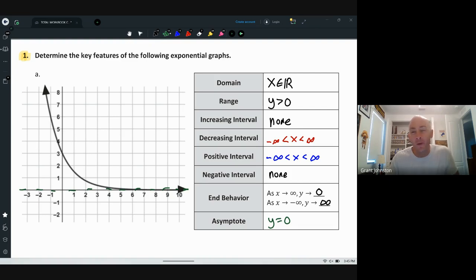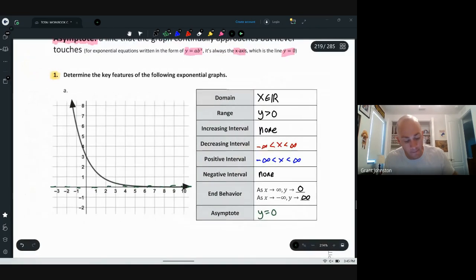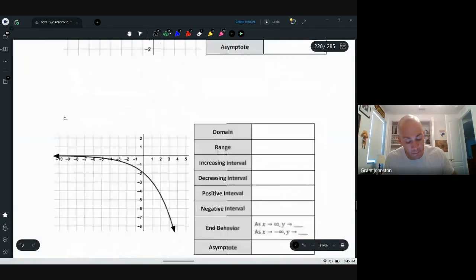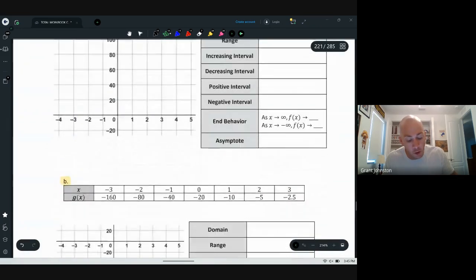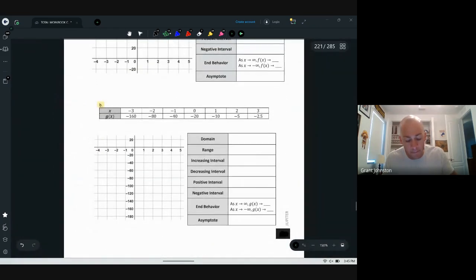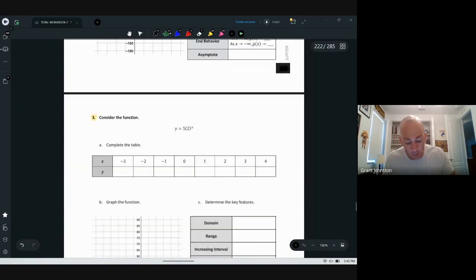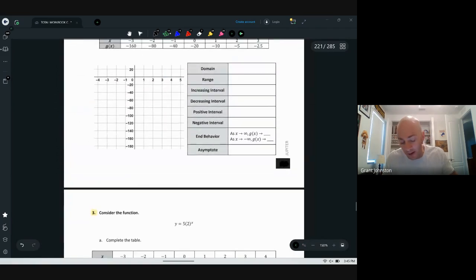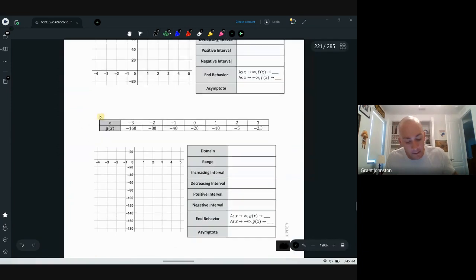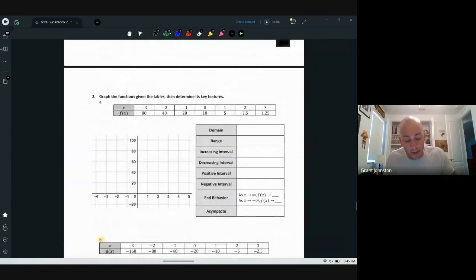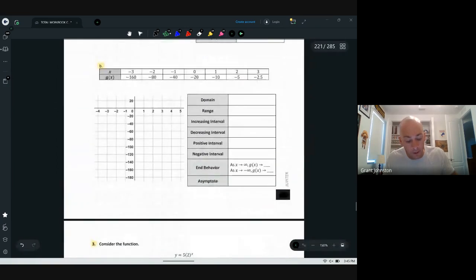Okay, so I know these are kind of weird, the key features for exponential functions, but just take your time with it. I'm going to skip B and C for you to try, but I'm going to do number 2B and also 3, which are similar. I need to graph it first. So maybe follow me along on 2B and 3 before going back and doing the rest.